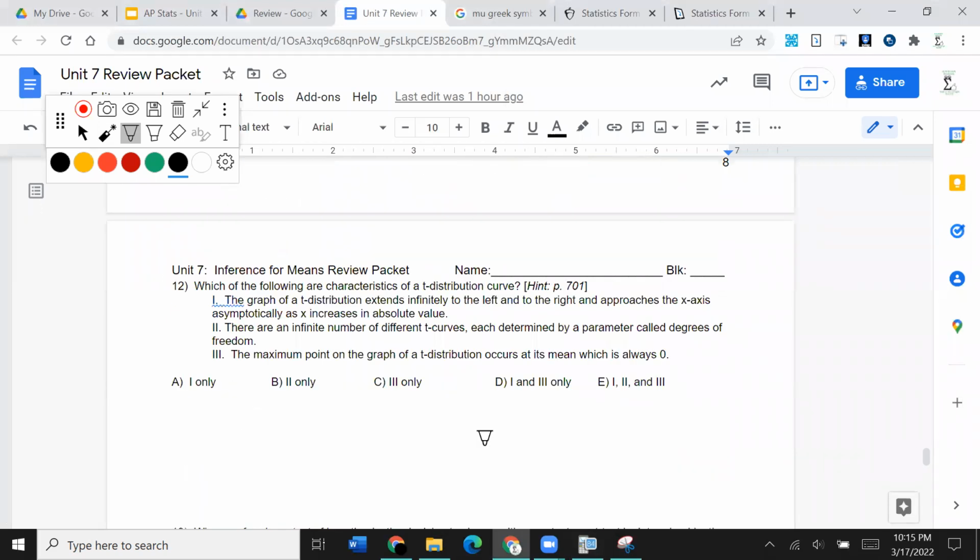All right, number 12. Which of the following are characteristics of a t-distribution curve? Answer is 1. The graph of a t-distribution extends infinitely to the left and right. It does that.